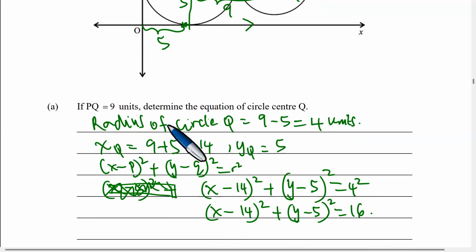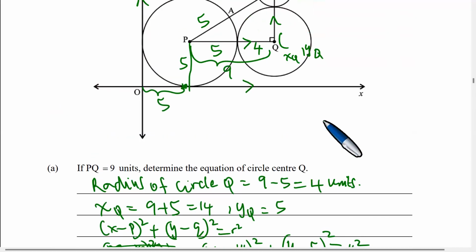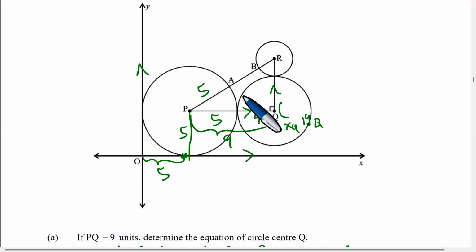Because we determined the equation of circle Q, and circle Q is this one here. It does not even touch the x-axis. It's just above the x-axis, but it touches the other circles at one point per circle. We continue.